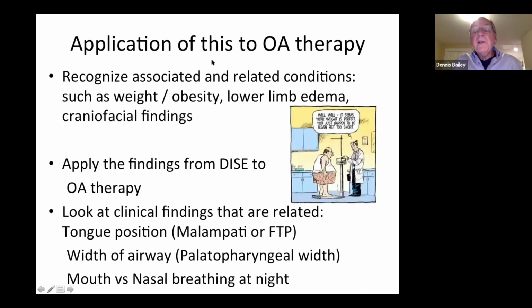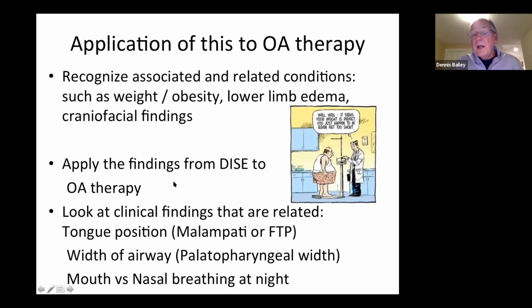So the application of all of this, of endotyping and phenotyping and the DICE situation, which all fits together, is how do we apply it to OA therapy, to oral appliance therapy? Well, let's take a look. Recognize associated and related conditions such as weight or obesity, lower limb edema, craniofacial findings. This guy is on the scale and says, well, it seems your weight is perfect. You just have to be 11 feet tall or you're 11 feet too short. Apply the findings from DICE to oral appliance therapy.